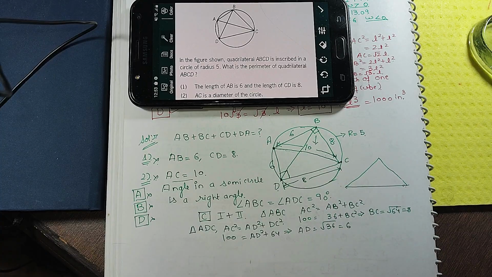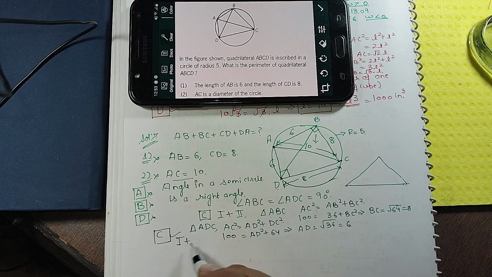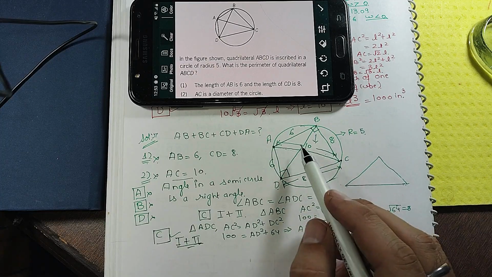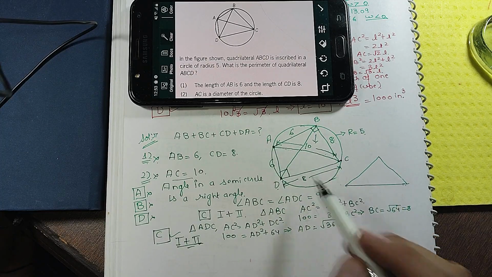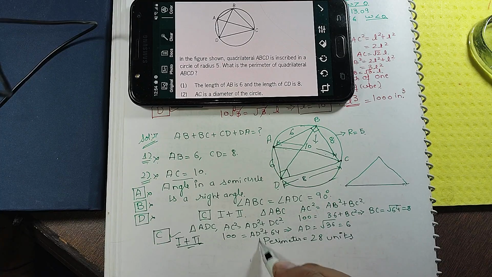So we can say that the right option for this will be C, that is, combining statements 1 and 2, we can get the perimeter of quadrilateral ABCD. For the question purpose we can calculate this. This is 14 plus 14. So perimeter will be equal to 28 units, right? So for this the right option is option number C.